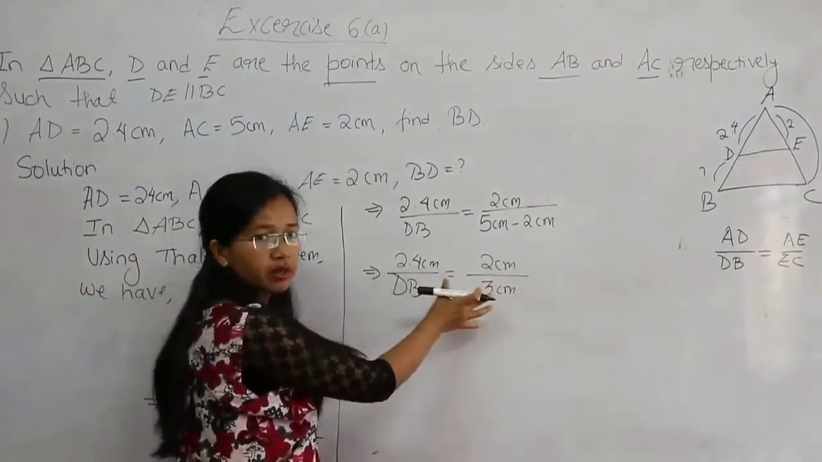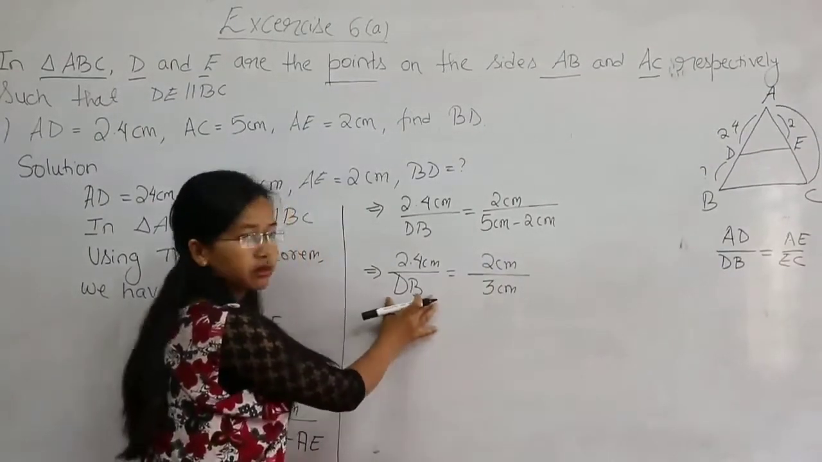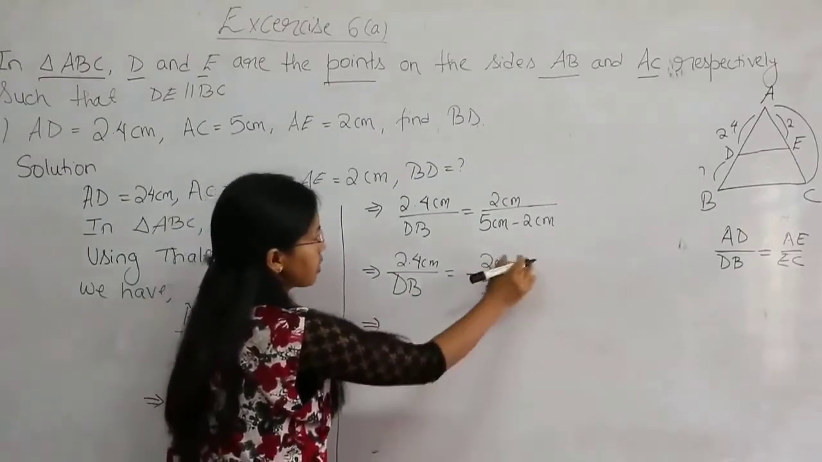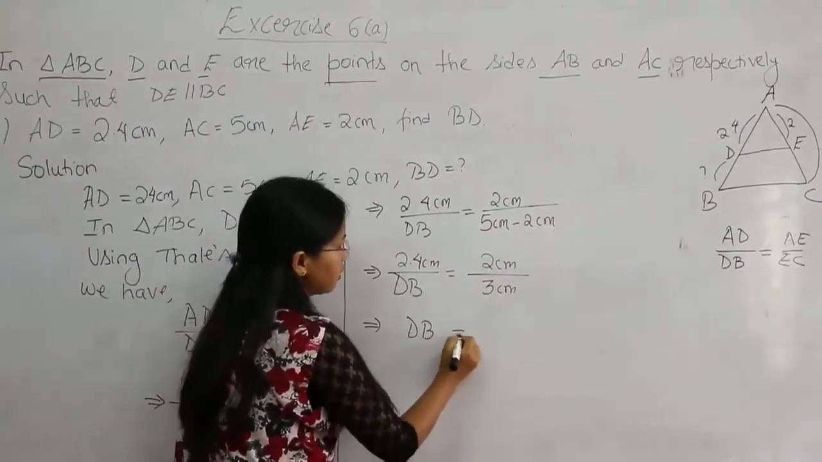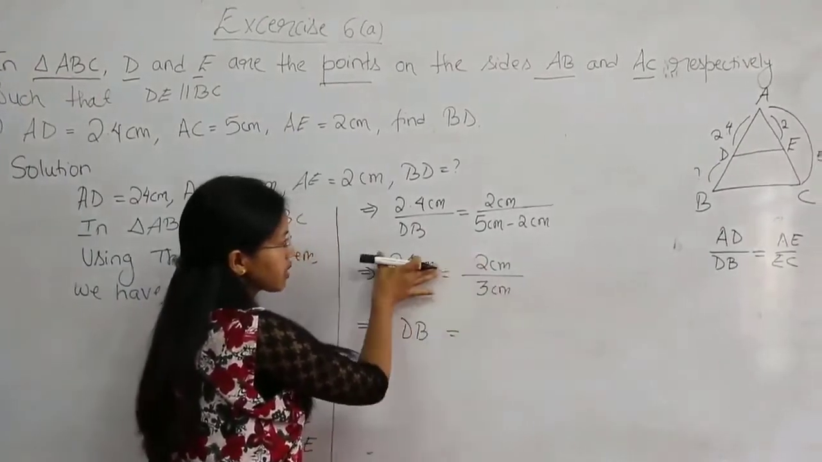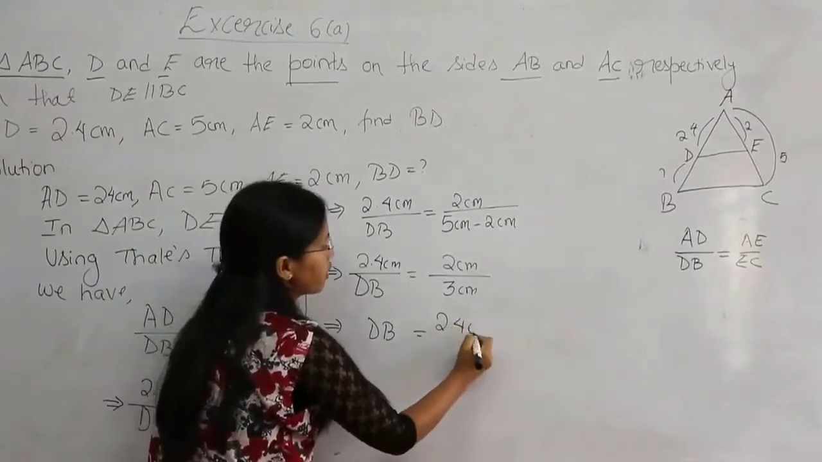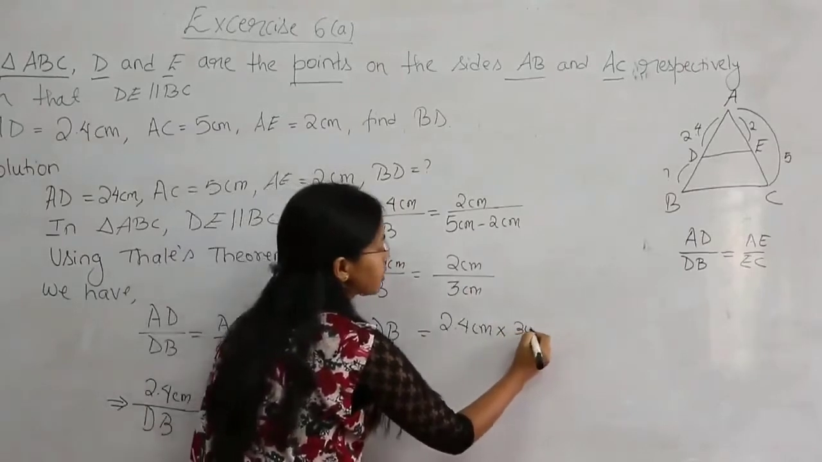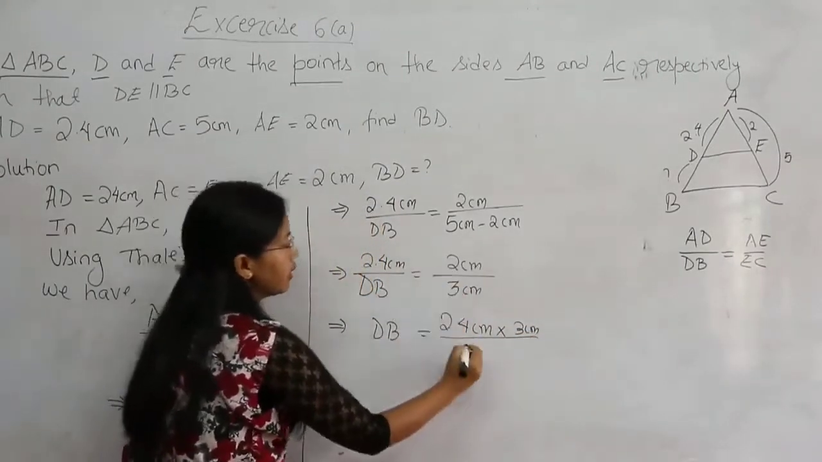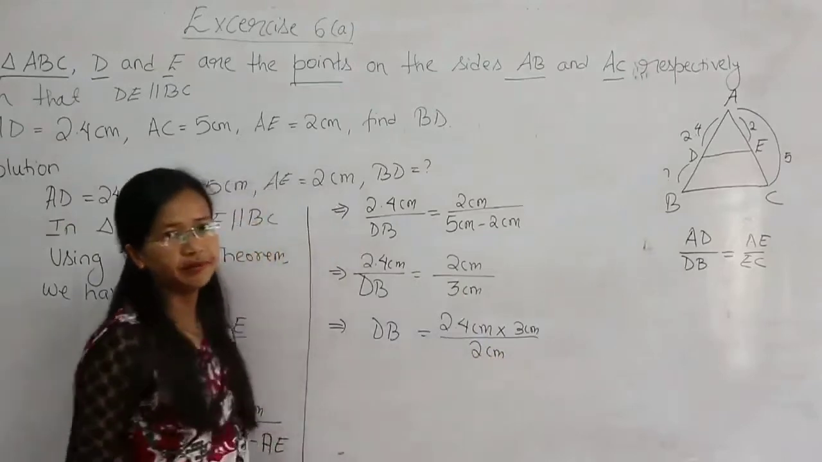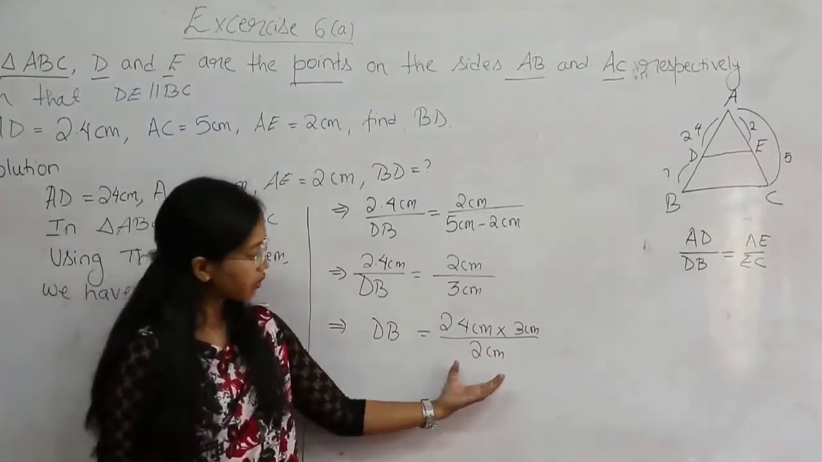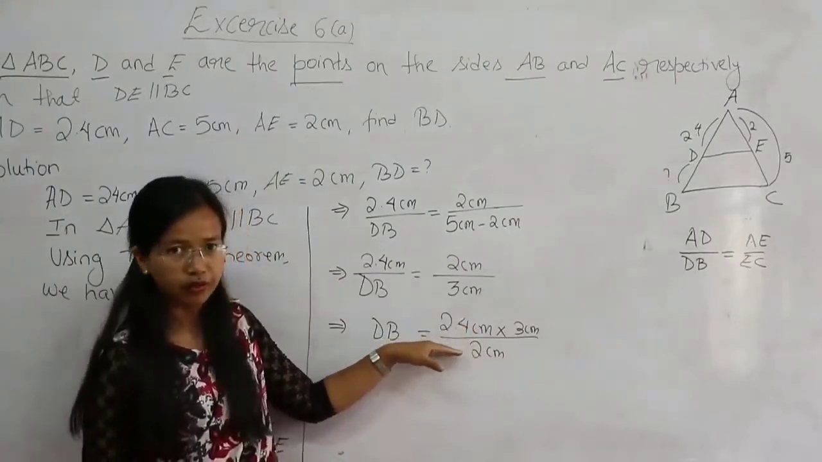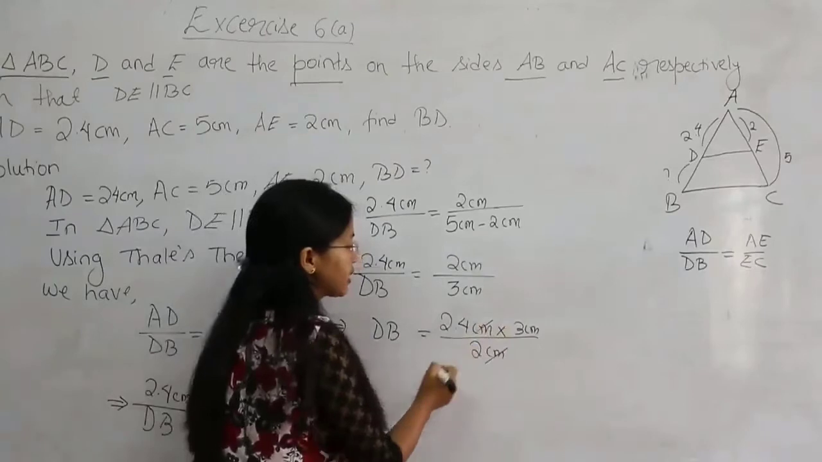We'll cross multiply all the numbers to the same side and cross multiply dB to the other side. So when we cross multiply dB to the other side, we'll get dB, right? Then cross multiply the numbers here, we'll get 2.4 centimeter into 3 centimeter divided by 2 centimeter, right? So have a look here, we can see that 2 will cancel 2.4, right? So here centimeter and centimeter get cancelled.